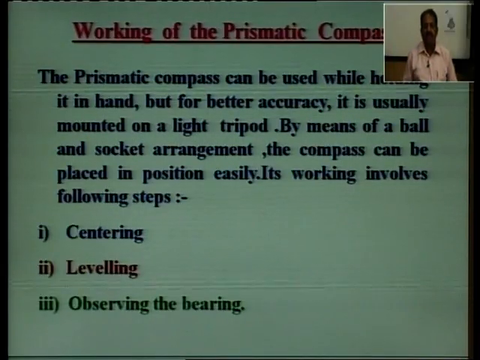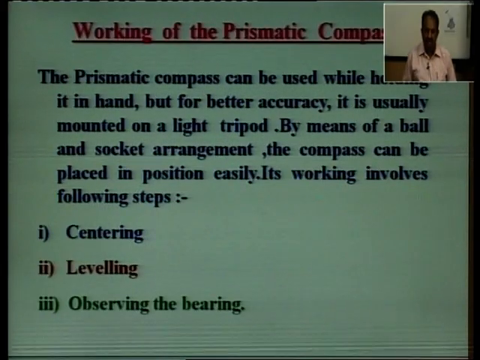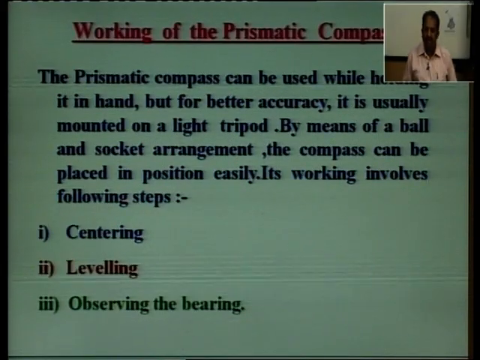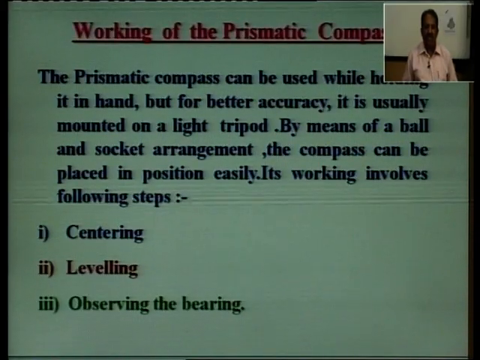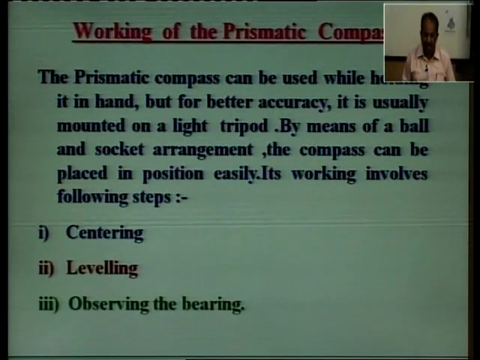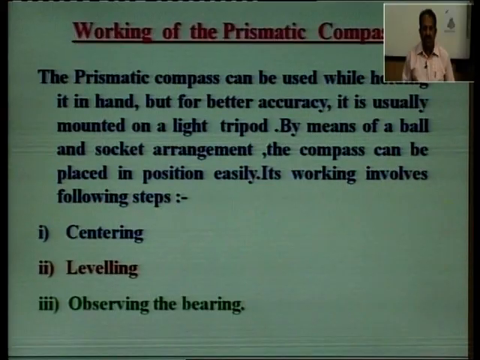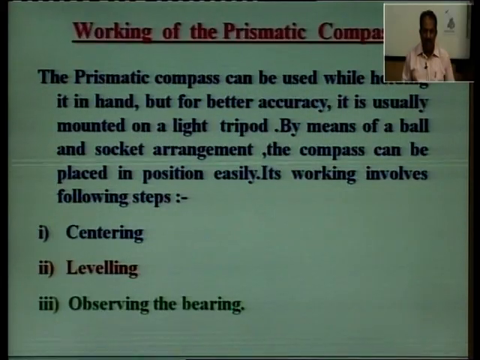The prismatic compass can be used while holding it in hand, but for better accuracy it is usually mounted on a light tripod stand, that is the stand which has got 3 legs, that is called a tripod stand. By means of a ball and socket arrangement, the compass can be placed in position easily. Its working involves the following 3 steps. Number 1 is centering, number 2 is leveling, and number 3 is observing the bearing or taking the readings.